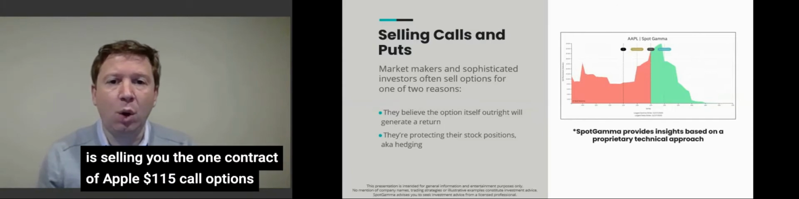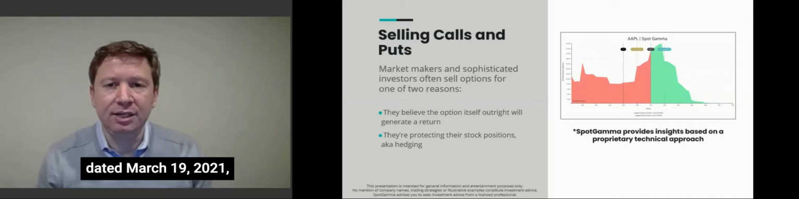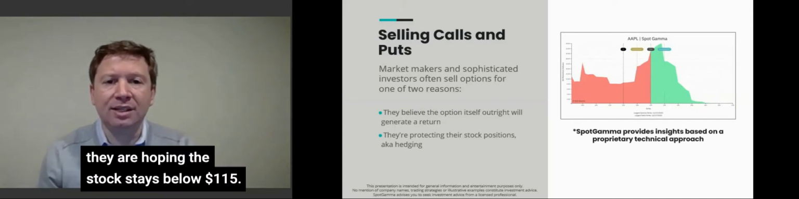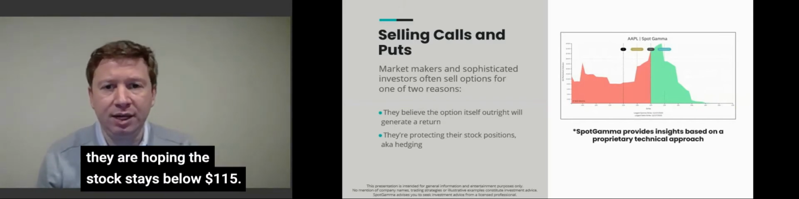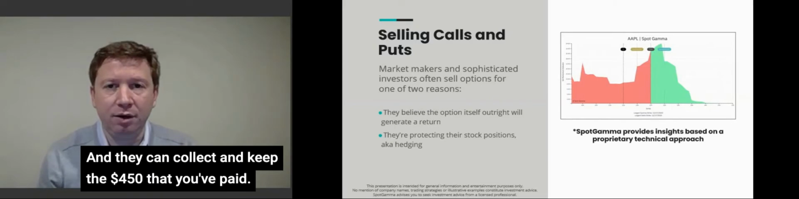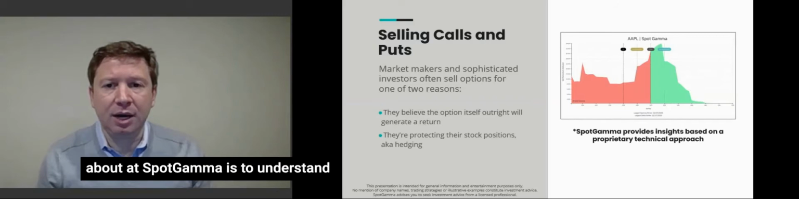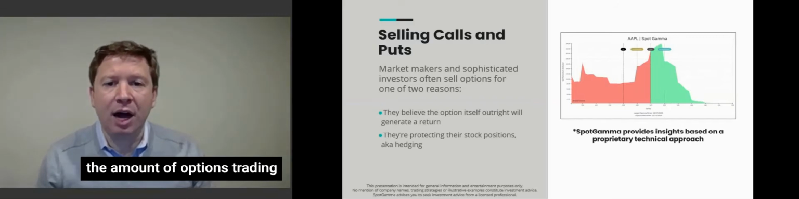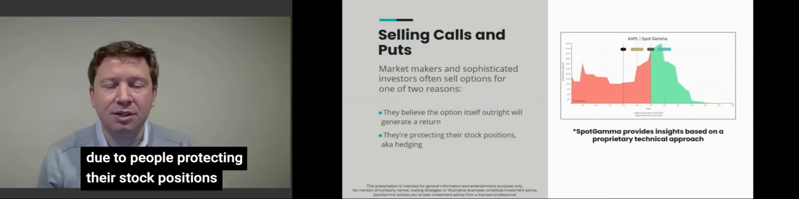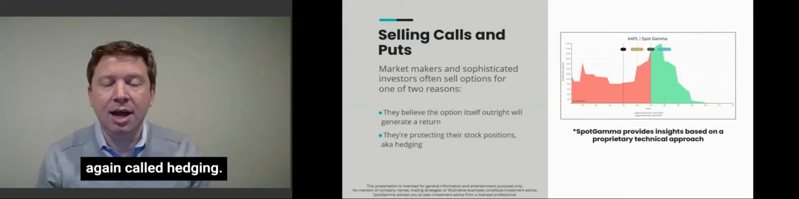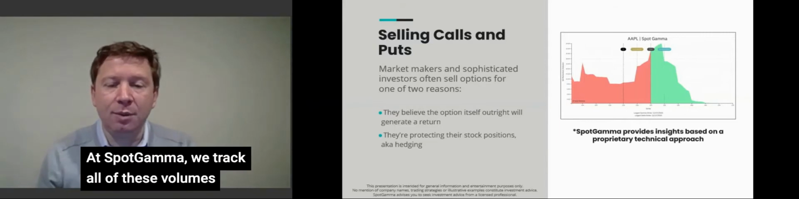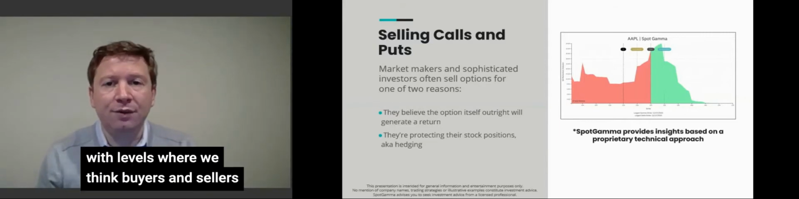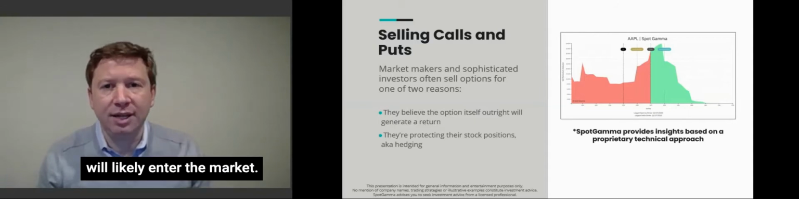In the Apple examples, if the other side of the trade is selling you the one contract of Apple $115 call options, dated March 19, 2021, they are hoping the stock stays below $115 and they can collect and keep the $450 that you've paid. The other reason, and the one we care most about at SpotGamma, is to understand the amount of options trading due to people protecting their stock positions, again, called hedging. At SpotGamma, we track all of these volumes and then provide our subscribers with levels where we think buyers and sellers will likely enter the market.